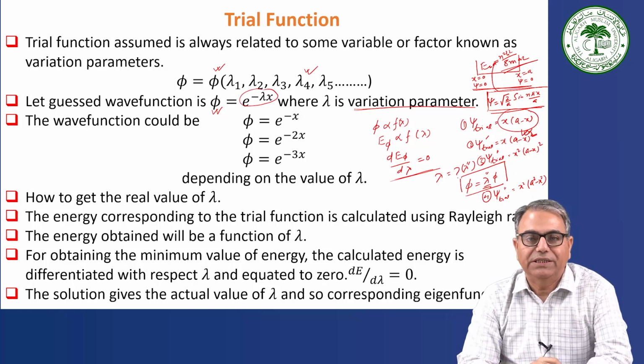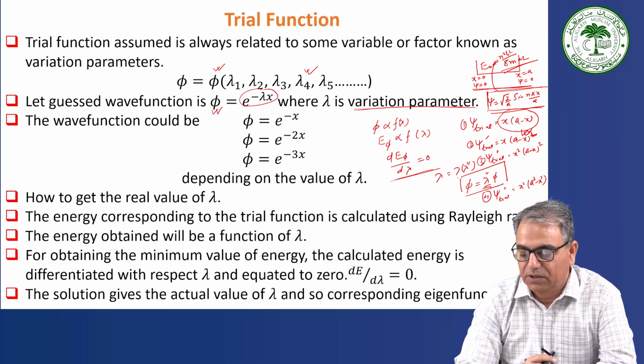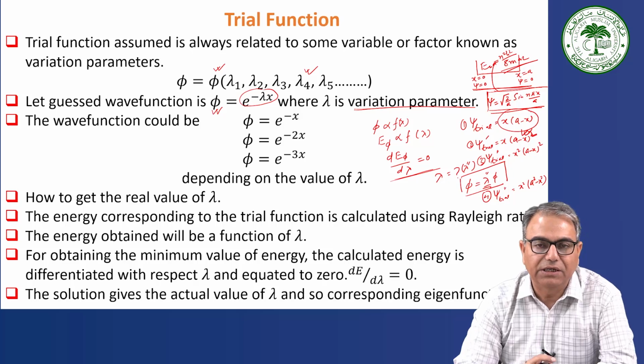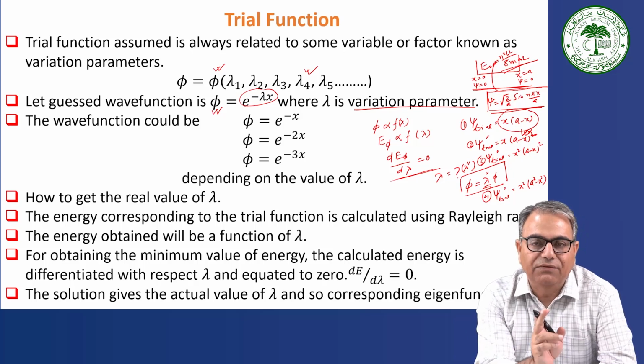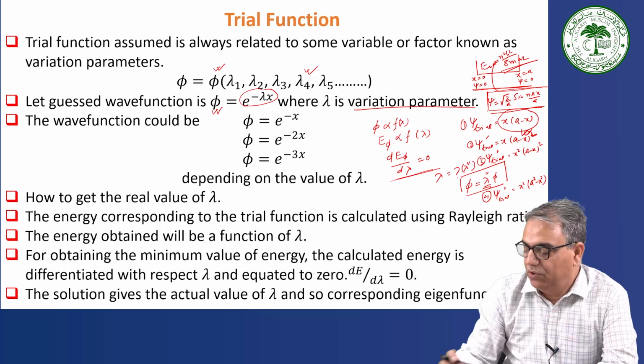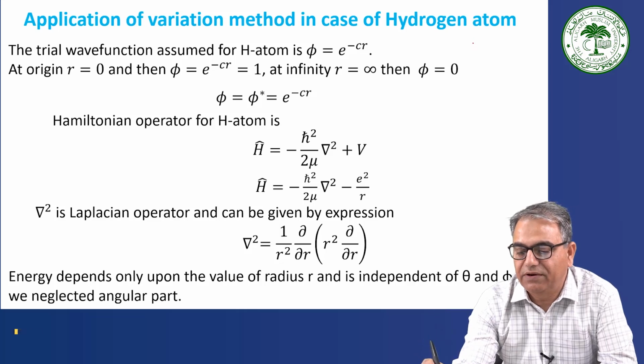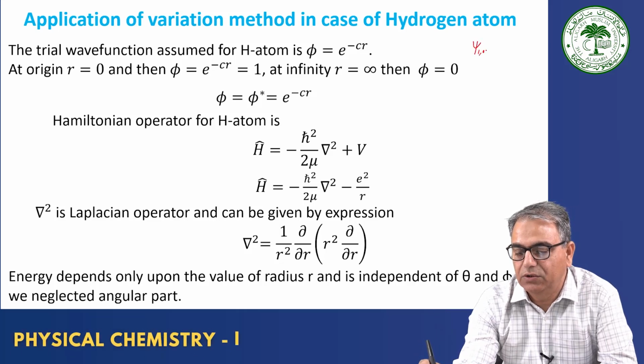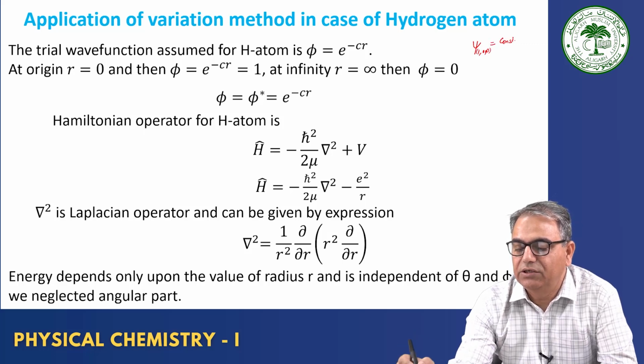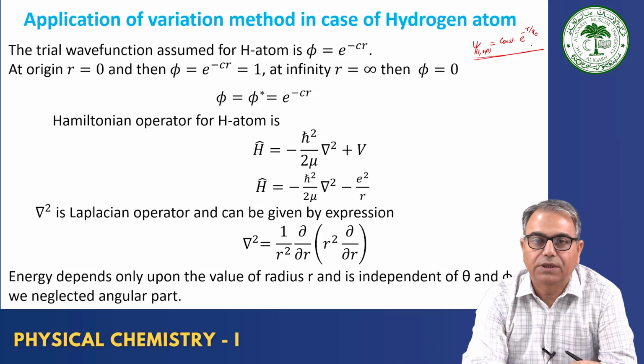Now, if you have to guess a trial function for the hydrogen atom, in the hydrogen atom the electron is in the 1s orbital, and we do have the 1s orbital wave function with us, which is psi 100. If you look at the previous modules, you will find the value. It will have a constant, and then exponential minus r divided by a naught. This was psi 100.